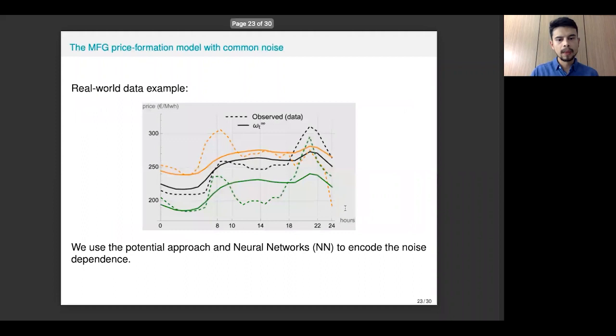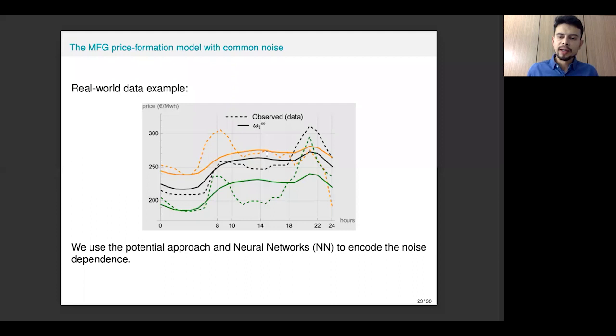The nice feature about this stochastic model is that you can jump to real-world applications. For instance, when you have energy supply coming from renewables, you know they are a stochastic process. There is uncertainty on how much energy you are going to get. Here in this plot, you see three different realizations of the same process. This is real data. It corresponds to the price of energy in the Spanish market. The dashed curves is the real price, and the solid lines is the price you would have obtained if you use this mean field game approach.